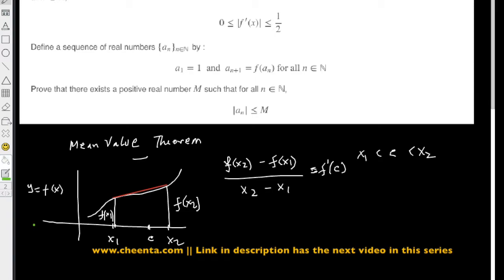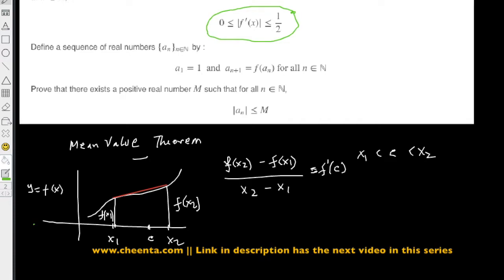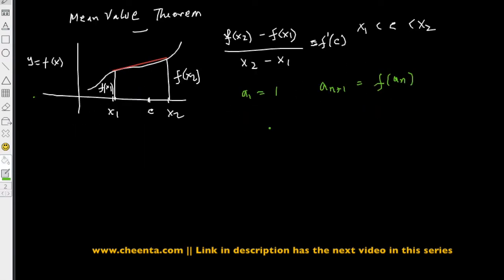Now if you look into the problem, it says that the absolute value of the derivative is between 0 and half. So we are defining a sequence of real numbers: a1 is equal to 1 and a(n+1) is equal to f of a(n). So it's a sort of nesting going on. For example, a2 is simply f of a1, which is f of 1. a3 is f of a2, which is f of f of 1, and so on. So you are repeatedly applying the function f on 1.